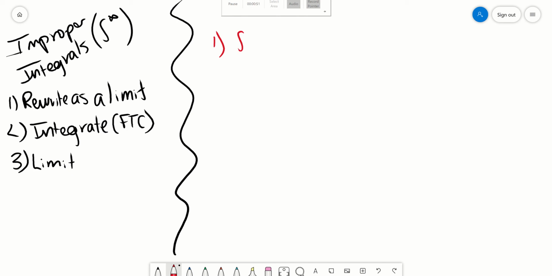So first example, integral from 2 to infinity of 1 over x squared dx. To demonstrate these steps, we are going to rewrite this as a limit. So the limit as b approaches infinity of the integral from 2 to b. And I'm also going to rewrite this as x to the negative 2 just to make integration a little easier. So step 1, we rewrote it as a limit. We're good to go there.